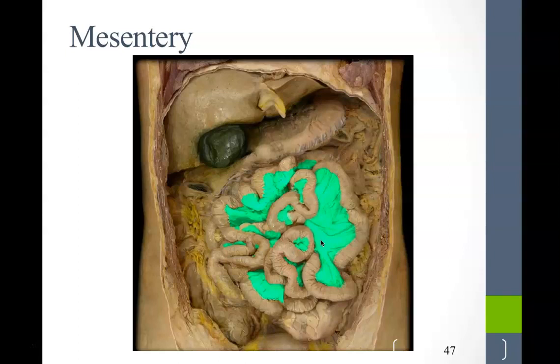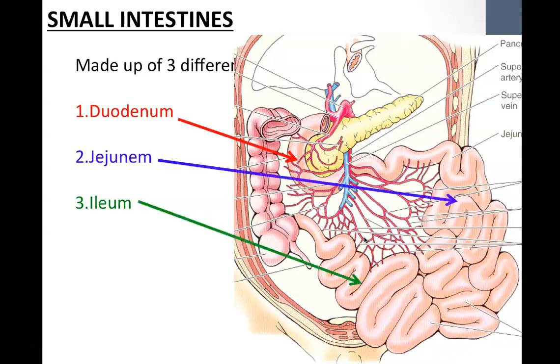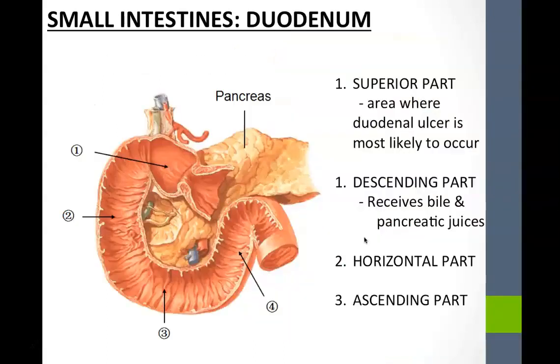So most of the mesentery has been dissected away, but I'm sure we can still find some bodies that have it intact. So you could see here's the vasculature at this point going to the intestines, and the mesentery, of course, in this image is not depicted. So let's go over the three parts of the small intestines. We have the duodenum, the jejunum, and the ileum. So first we'll discuss the duodenum.